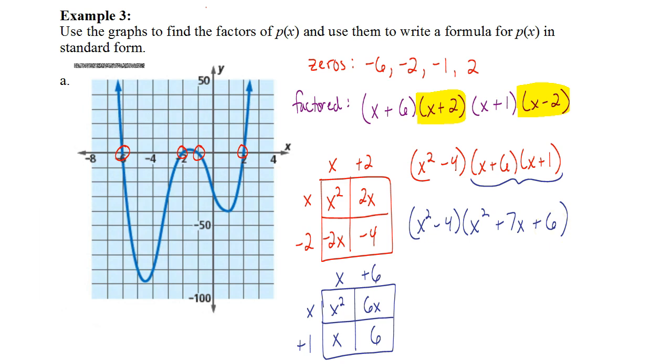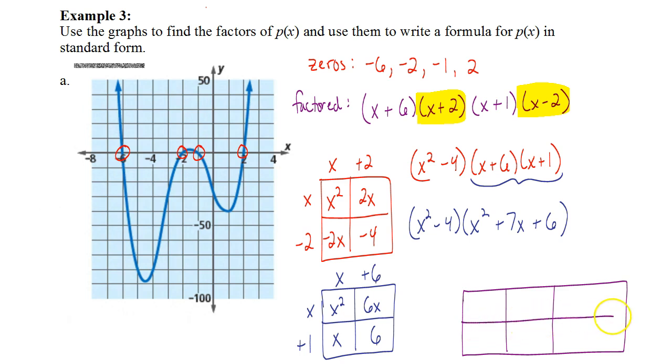So we are still not finished yet. Now we have to multiply these two together. So we're going to multiply these by setting up a 2 by 3 grid. I'm going to put the x squared minus 4 out here, the x squared plus 7x plus 6, I'll put that here. And when we multiply these together, we get x to the 4th.